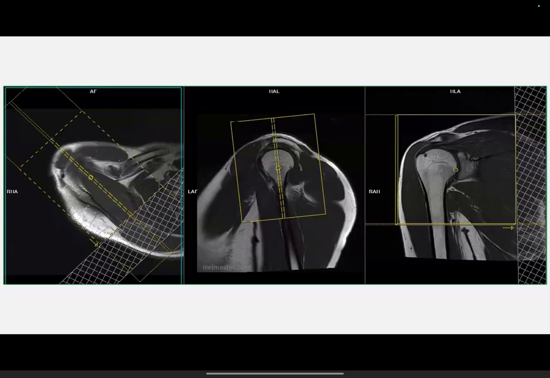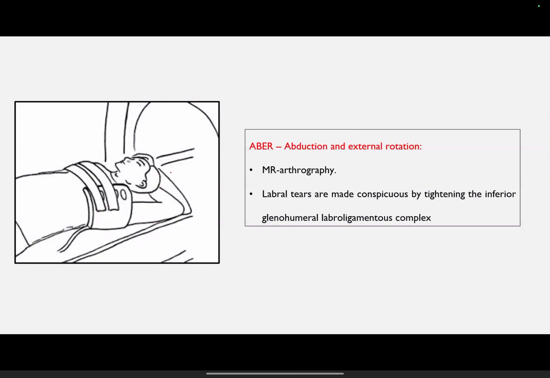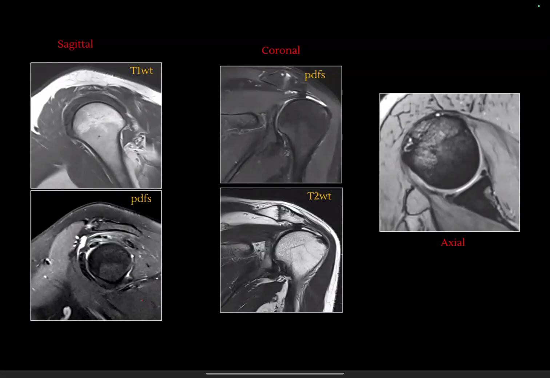In this image you can see first they will acquire axial images, and on the axial image they will plan sagittal and coronal images. Another position, to see the labral tears, is used during MR arthrography. Since we nowadays have 3 Tesla MRI machines, we won't do much MR arthrography, but abduction and external rotation images show labral tear more conspicuously. So these are the imaging sequences which we do at our institute.